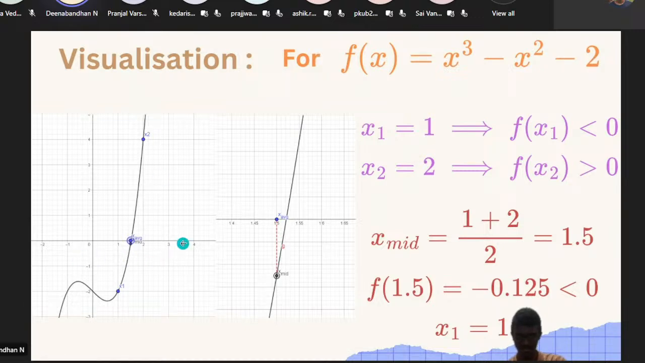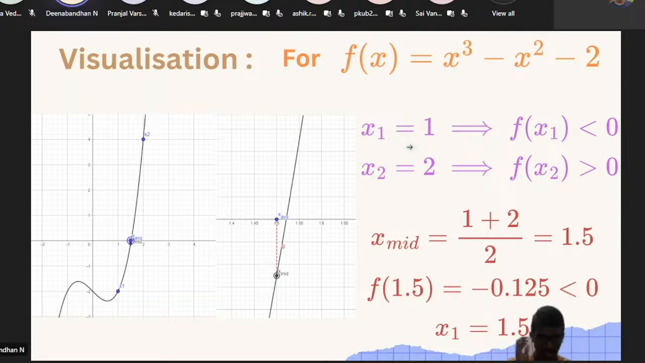So close, similar to the previous curve, but of course there are some differences. The function value is itself different. Now I've taken x1 to be 1 and x2 equal to 2. How would I know whether f of x1 and f of x2 are less than 0 and greater than 0? It's simple, just substitute the values. 1 minus 1 minus 2, which is minus 2, is less than 0. 8 minus 4, 4 minus 2 is 2, greater than 0, right? So you just need to take two conditions based on this.